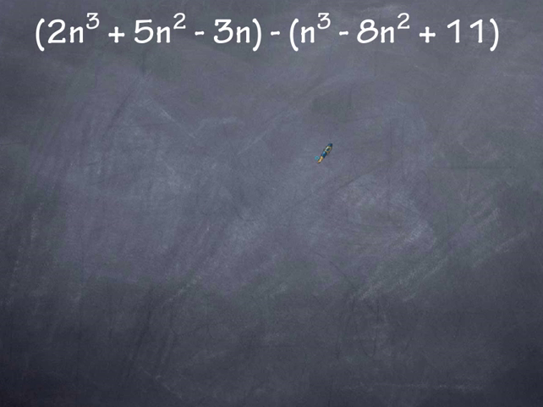So in this problem, what we're going to do is subtract these two trinomials: 2n to the third plus 5n squared minus 3n, minus this trinomial, n to the third minus 8n squared plus 11. So the idea here is that in this unit, we're basically redefining our definition of combining like terms.